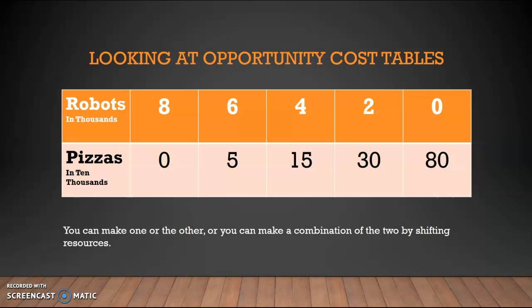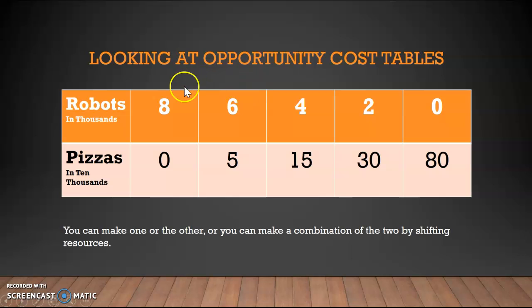Here's another silly example, pizza and robots. Say you are a business owner and you're trying to decide between two products, robots or pizzas. And we're not going to get into how much money is involved in each one, but for the sake of this, we're going to look at different combinations that you might see here for production, opportunity cost table.